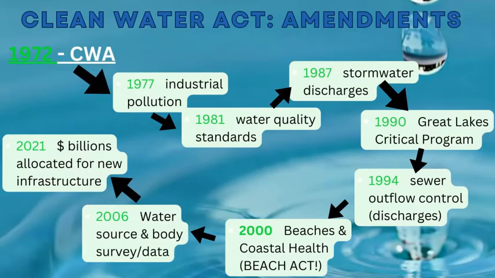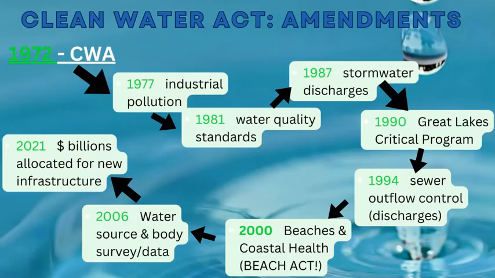Then in 87 you had stormwater discharges, which was basically looking at, again, urbanized areas and the water running off streets and pavements and sidewalks and highways and roads, and how that water is going into the stormwater drains, and eventually finding its way into the rivers without any kind of treatment or analysis of possible pollutants.